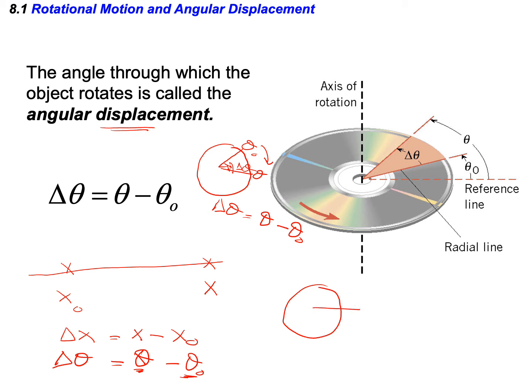So if this angle is 90, a simple example. The angle change is again final angle minus initial angle. Very similar to linear motion, where change of position is equal to final position minus initial position. Here we talk about angular, so therefore final angle minus initial angle.